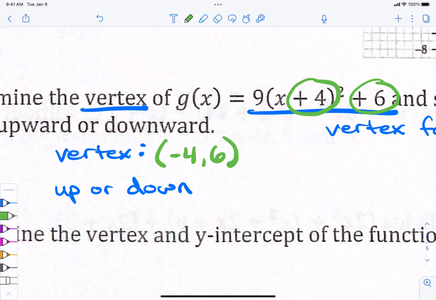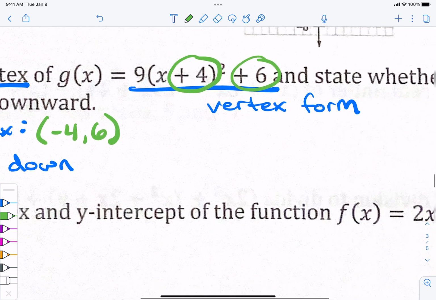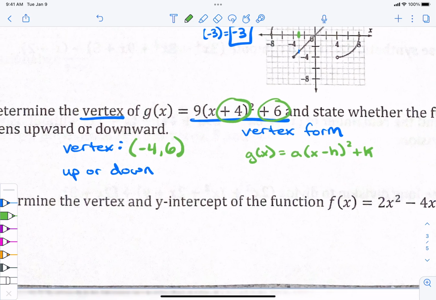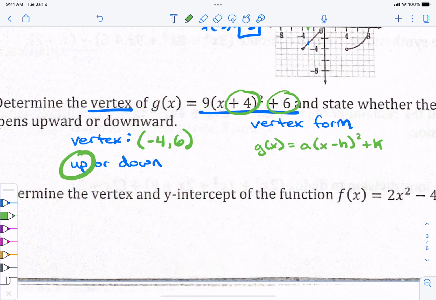Do I need to write some notes down for that? Vertex form is typically, this is how you write vertex form: g of x equals a times x minus h squared plus k. That's what vertex form looks like. So you can see that the h is negative. That's why we switch it to be the opposite sign, right? Okay, is it gonna open up or down? Up. How do you know that? The 9 is positive. Positive equals up. There you go. That's how I know. Good? Very nice.